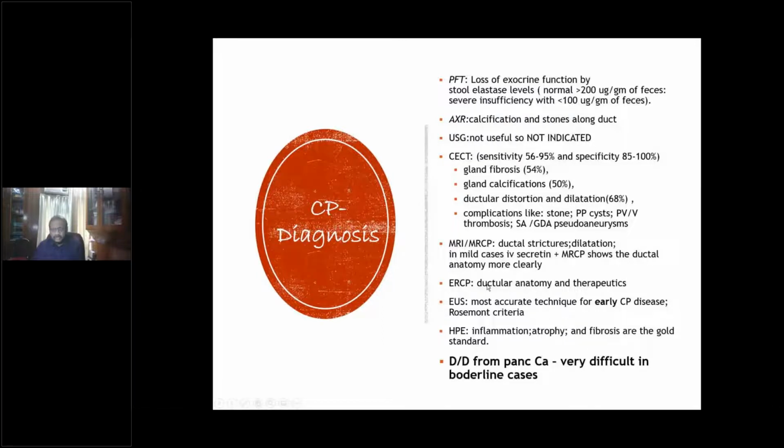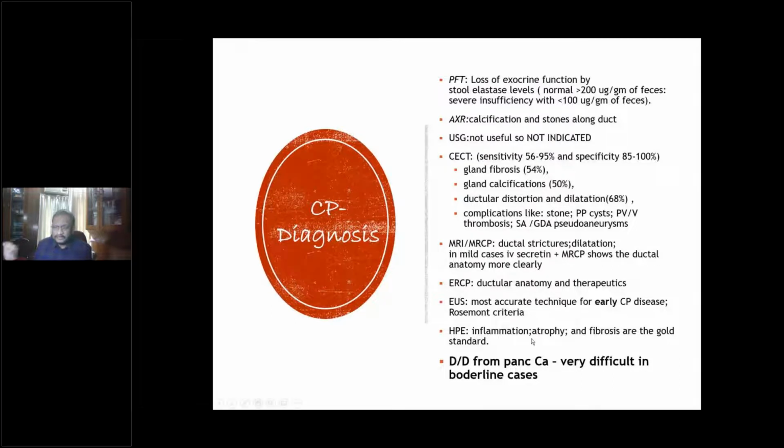ERCP initially was considered to be the gold standard of diagnosis, no longer so. ERCP is only required for showing the ductal anatomy and for therapeutics. So it's both diagnostic and therapeutic. You can do an endoscopic ultrasound, EUS, the most accurate technique for early chronic pancreatitis. So you have chronic pancreatitis just developing, do an EUS.